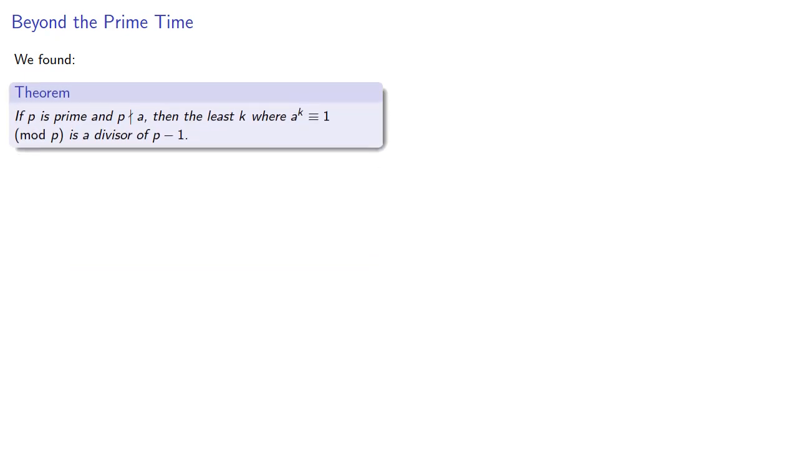So we found that if p is prime and p does not divide a, then the least k, where a to the power k is congruent to 1 mod p, is a divisor of p minus 1. But what if p isn't prime? We'll have to assume that the greatest common divisor of a and p is still 1.